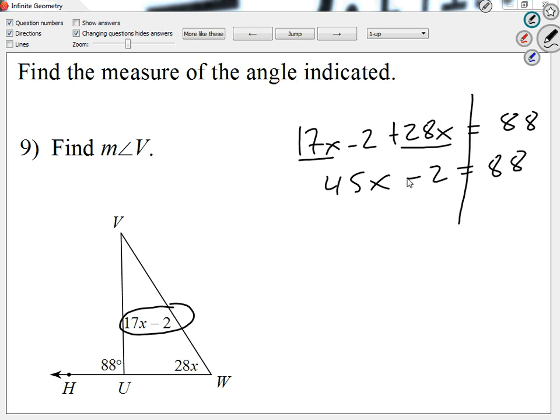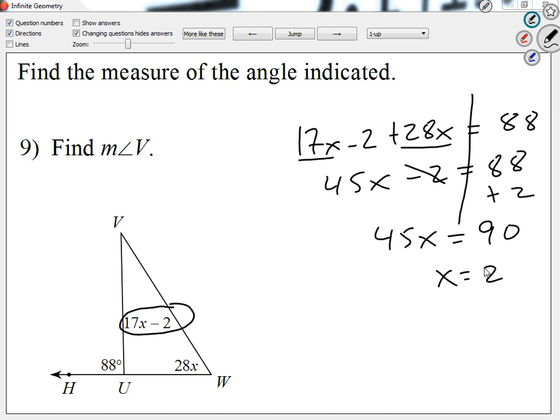My minus 2 on the left, let me move it to the right as a plus 2. We switch the side. So we get the 45x. How much is 88 plus 2? 90. If 45x equals 90, what's x? 2. Alright, now that we know the value of x, plug it into angle B.